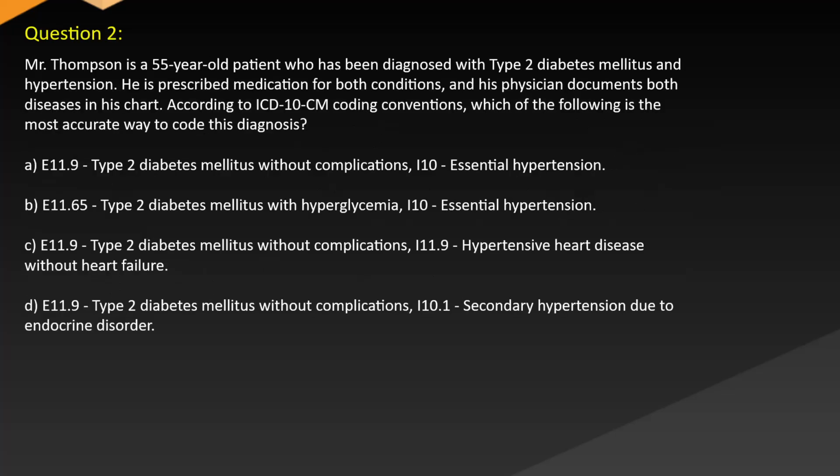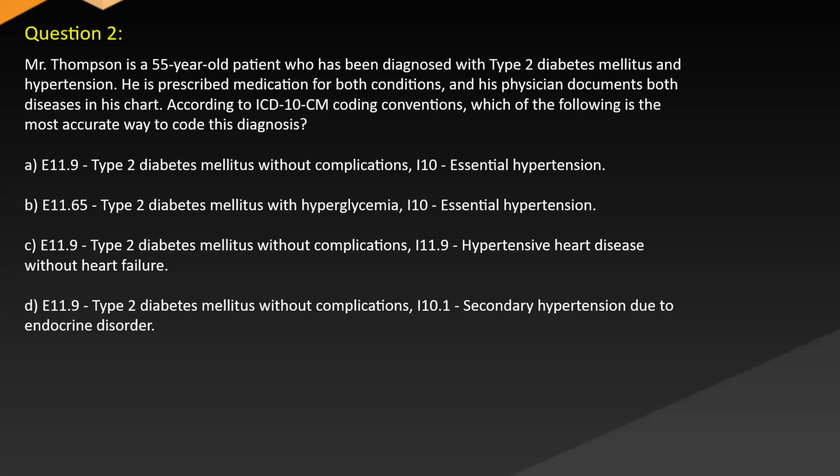Question 2. Mr. Thompson is a 55-year-old patient who has been diagnosed with type 2 diabetes mellitus and hypertension. He is prescribed medication for both conditions, and his physician documents both diseases in his chart. According to ICD-10-CM coding conventions, which of the following is the most accurate way to code this diagnosis?